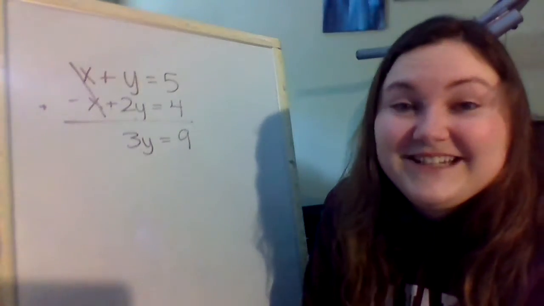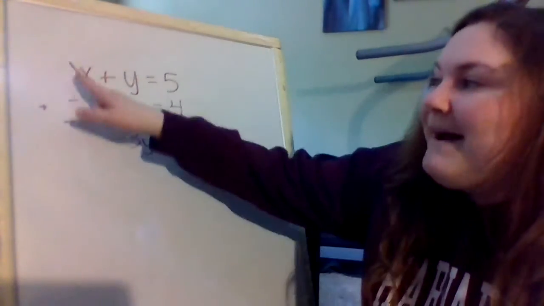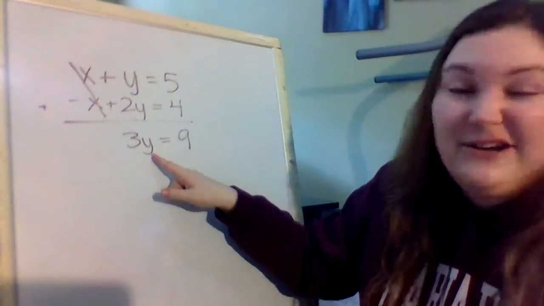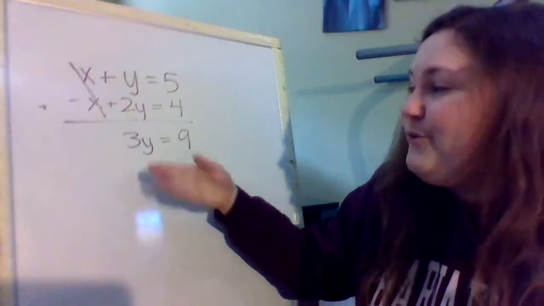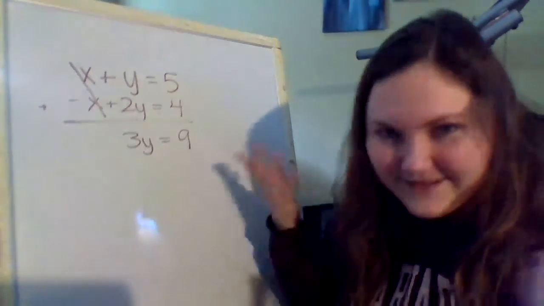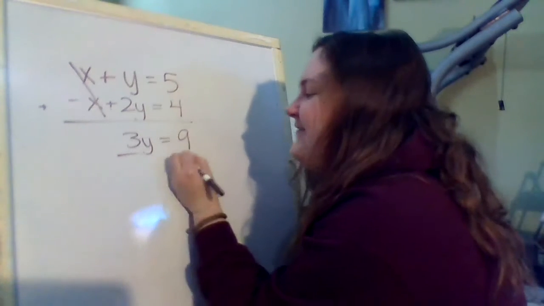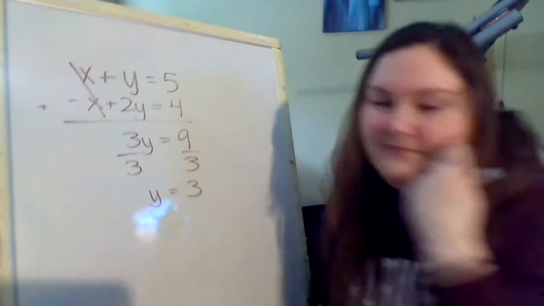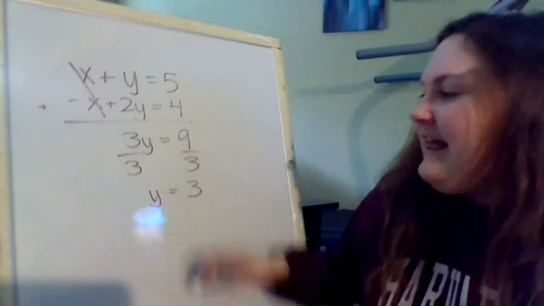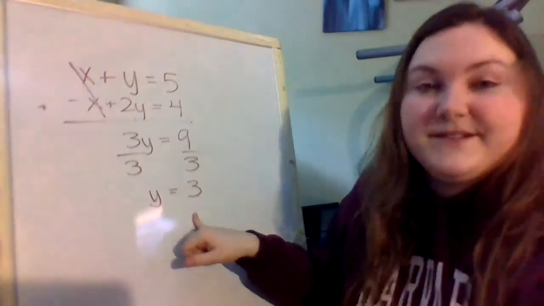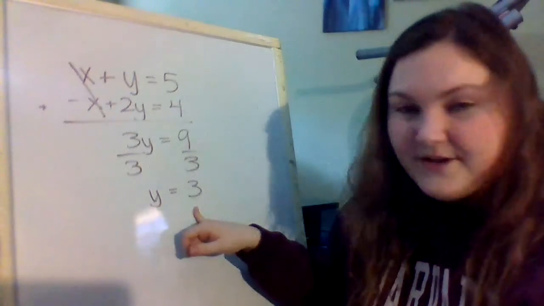Now, what we just did is super helpful. By eliminating one of the variables, we're left with an equation that only has one variable in it. You might have just automatically done it. What could we do with this right here? We can solve. We divide both sides by 3, and we get y equals 3. By eliminating one of our variables, we were able to solve for the other one. We were able to solve for y.